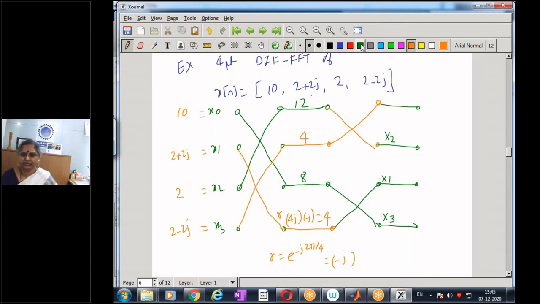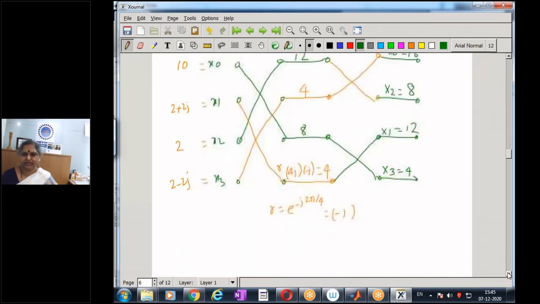So now let's see the output, the final result. This is going to be a 2-point computation, 12 plus 4. So this is my x of 0, that is 12 plus 4 is 16. Then 12 minus 4 is an 8. Then this is 8 plus 4, that's a 12. 8 minus 4 is a 4. So now if I want to write my x of k, x of 0 is 16. Then x1 is 12. Then x2 is 8. And x3 is 4.